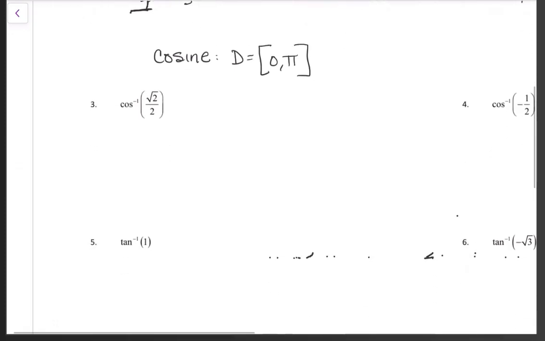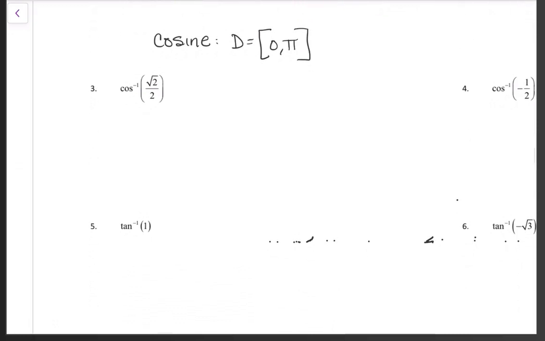The same idea applies when I go to find the inverse cosine of square root of 2 over 2. I'm looking for the angle whose cosine is the square root of 2 over 2, but I need my angle to be between 0 and pi. Again, if you think about the unit circle, we're looking at only the angles that occur from the positive x-axis all the way over to the negative x-axis. So we want angles in either the first or the second quadrant.